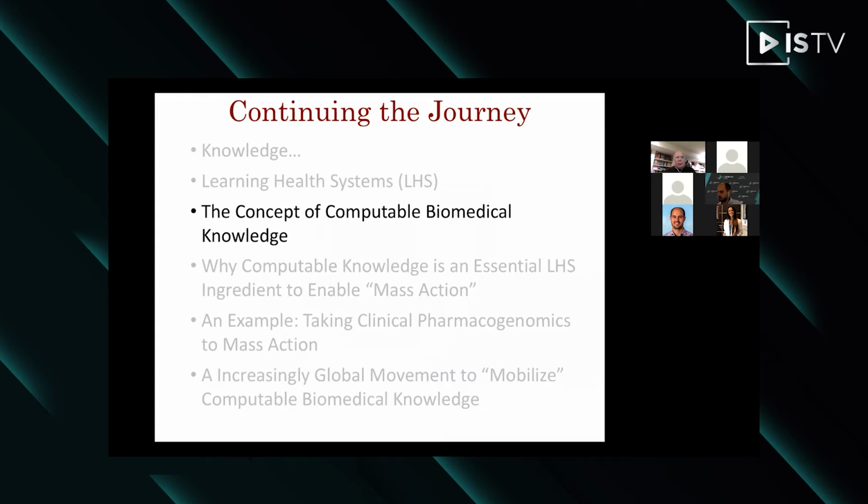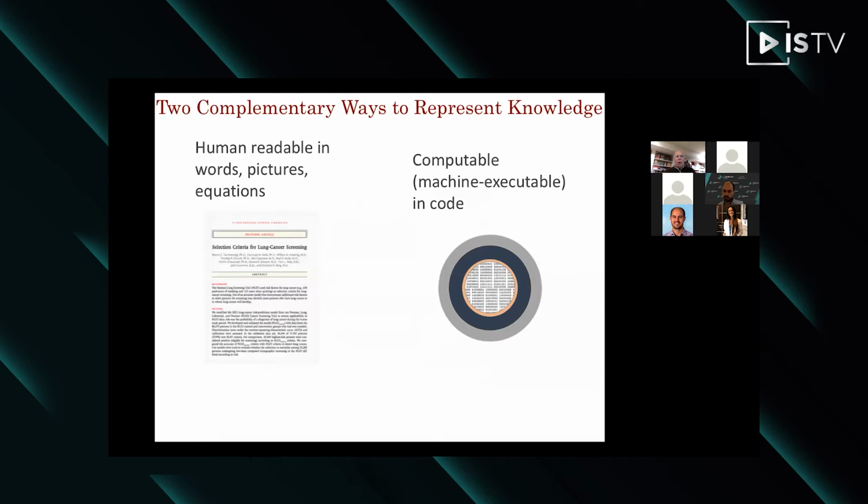So that very quick introduction to learning health systems takes us to the concept of computable biomedical knowledge. So what we can see is that there are two complementary ways to represent knowledge. And this is key to the main point I am going to make in this talk, that we can represent knowledge in human readable form, and we are all very accustomed to this, with knowledge represented in words, pictures, and equations in such things as journal articles, and what we do is we read these articles.